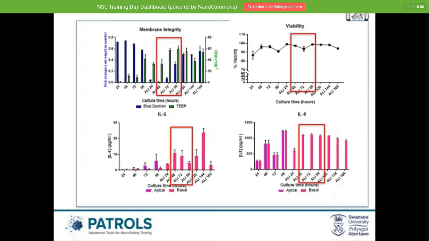So with our A549s, we decided that it was 3 days submerged culture growth and 1 day at an airlift interface before we would expose them to our nanomaterials. And this region is highlighted with these red boxes within our graphs. This would just give us an indication of when was the most optimal time, when our model was the happiest, for us to complete our exposures.